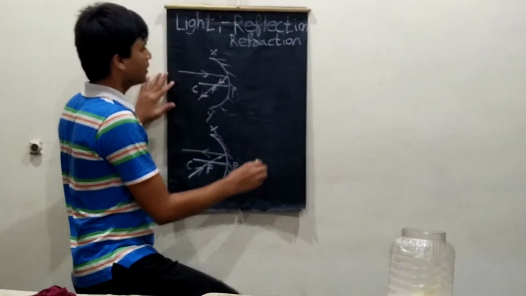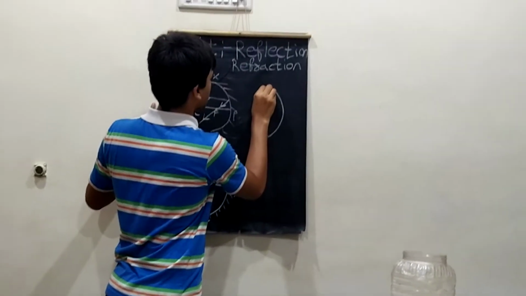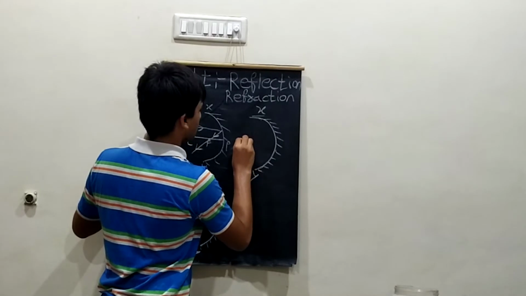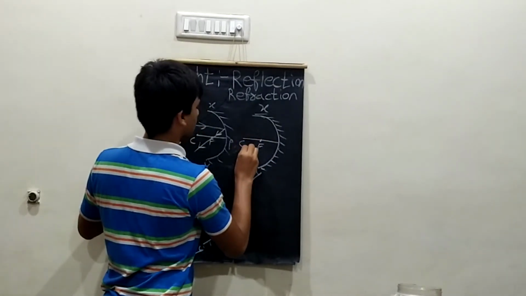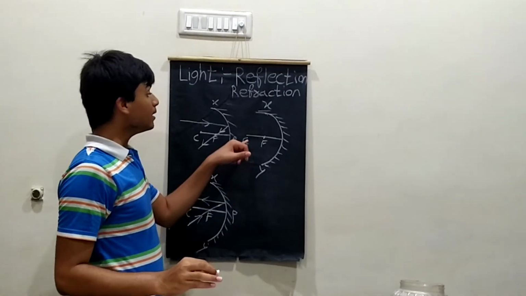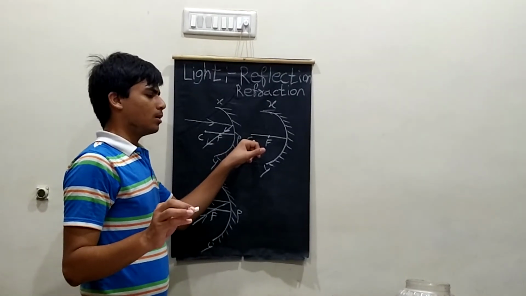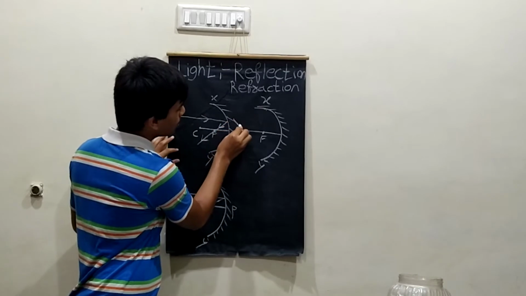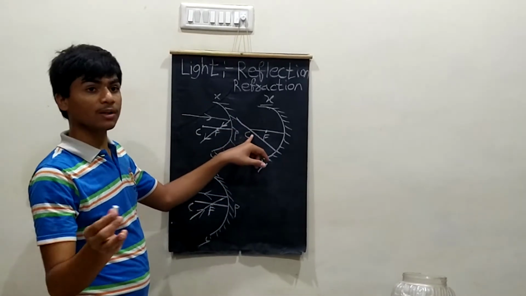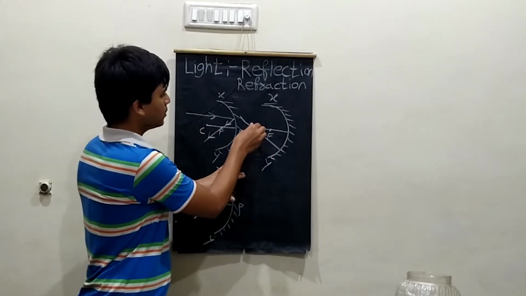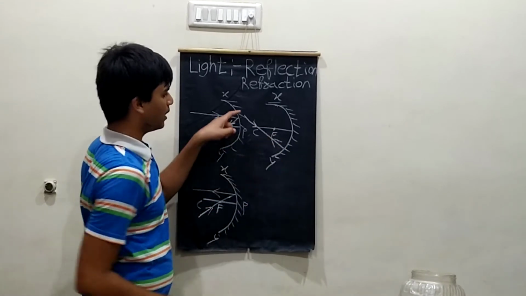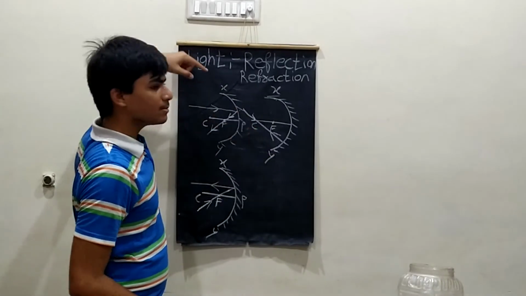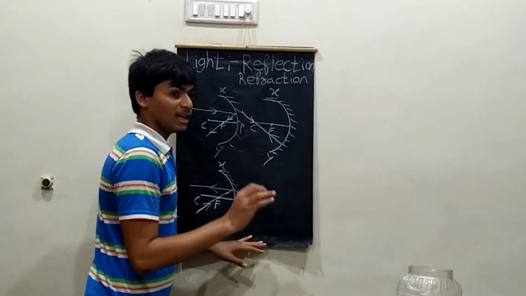Now the third case. What if the rays pass through the center of curvature, that is C? So what if the rays pass through this? If the rays pass through this, then after reflection it reflects back in the same path. This is the incident ray, and this is the reflected ray, instantly reflected. It reflects back in the same path. It doesn't change path. So when it passes through the center of curvature, it reflects back in the same path. Okay. Now let's move to the fourth case, the last case.